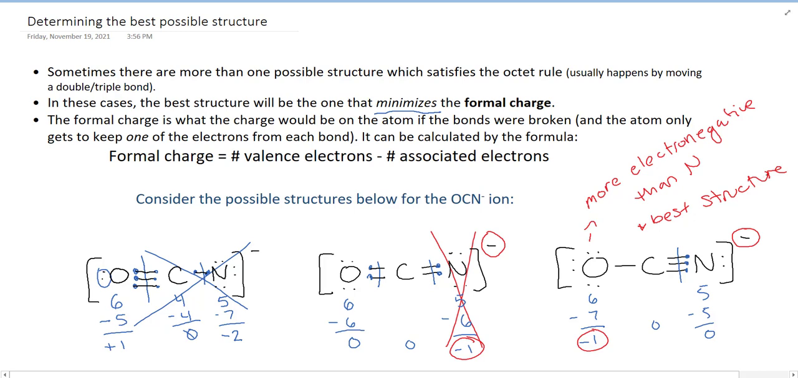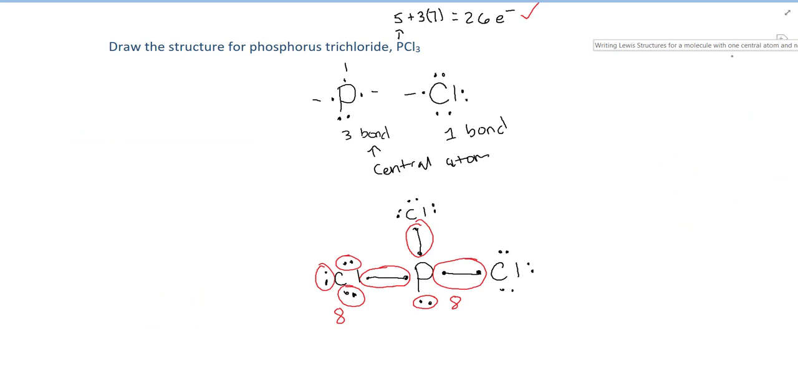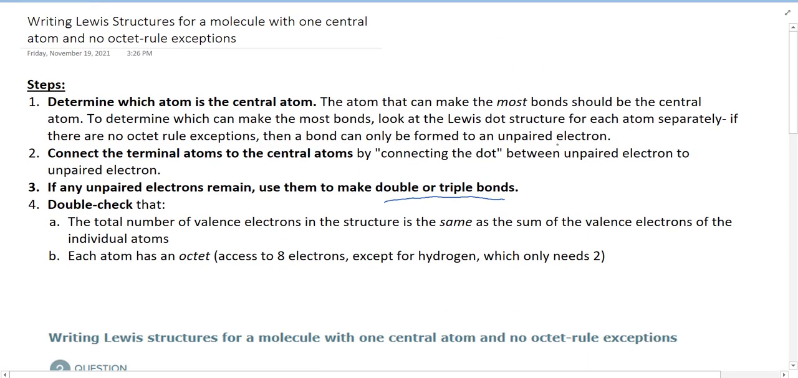So this was how to draw a Lewis structure with one central atom, no octet rule exceptions, just simple small molecules.